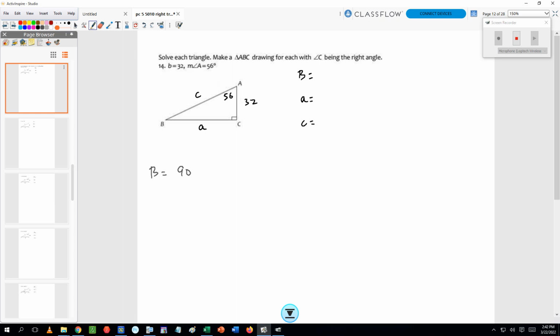All you'll do is take 90 and subtract 56, because you know A and B add up to be 90. To find the A down here, the A is the opposite of the 56-degree angle, and the 32 is the adjacent. Opposite and adjacent is tangent. So tangent of 56 is equal to opposite A over adjacent 32. We'll cross multiply the 32 up.